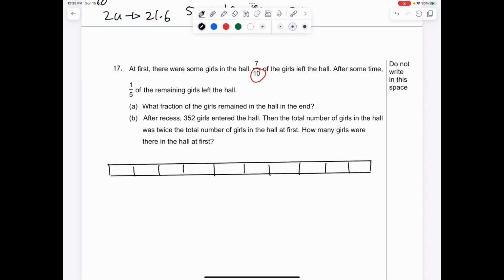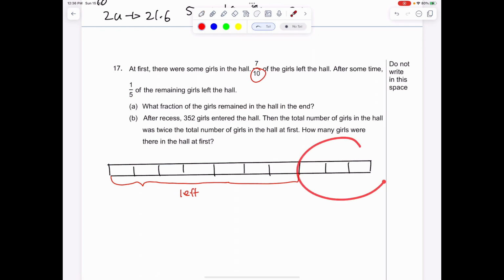Okay, 7 of the girls left the hall. So we know that 7 of them left the hall. 7 here, 7. Okay, they left. Okay, after some time, 1/5 of the remaining girls left the hall. So if you take a look at over here, we have to change this into 5 units. How can we do this?